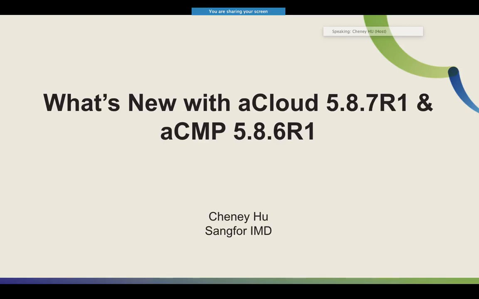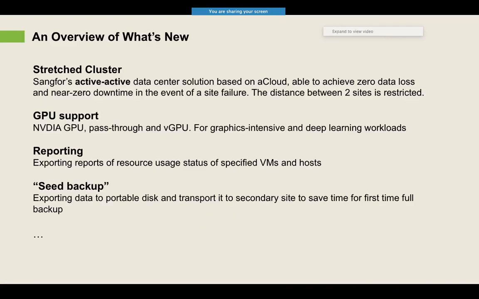Like I said, aCloud is more focused on virtualized infrastructure like compute, storage, networking, and security. ACMP is the cloud management platform that can turn those virtualized resources into a more orchestrated and automated cloud environment. And there will be some new features available on aCloud and some new features only available when you install ACMP on aCloud. So let's get this cleared first, and an overview of what's new on the new version.